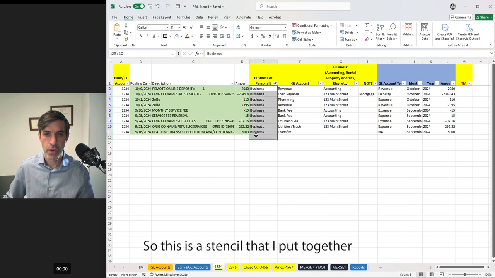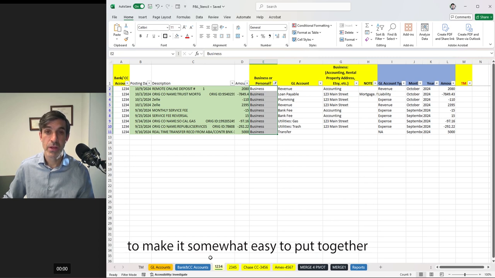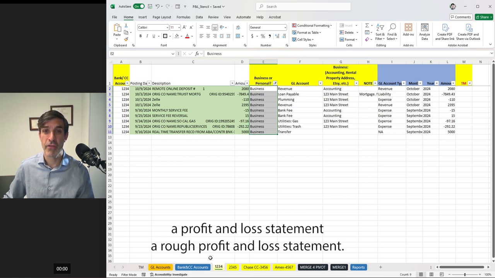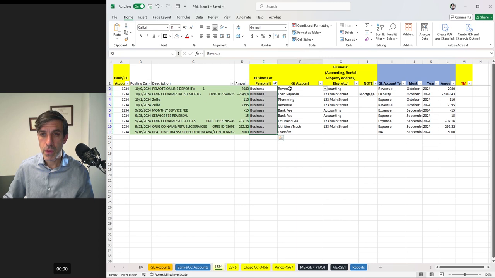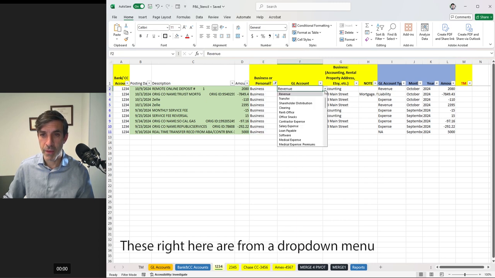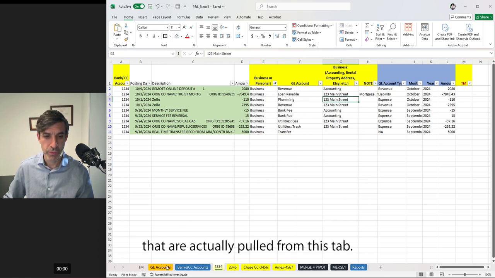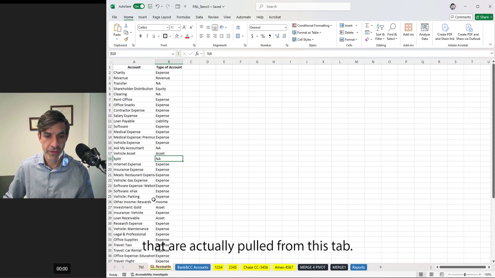so this number positive is money going into the account, as you can see here from online deposit. So this is a stencil that I put together to make it somewhat easy to put together a profit and loss statement, a rough profit and loss statement, just using your bank accounts and credit card accounts.